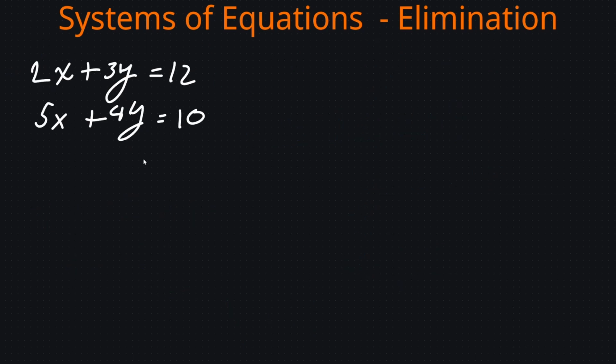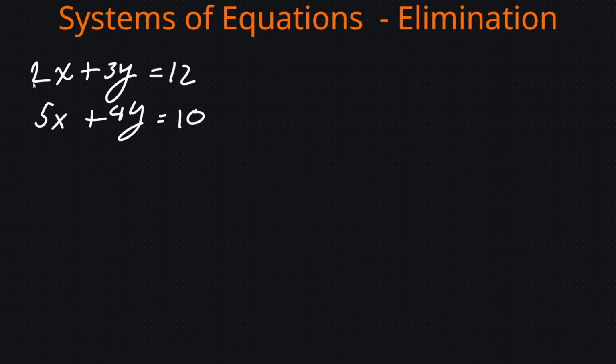All right, let's check out a tough one. So let's see what's going on here. We have 2x plus 3y equaling 12, 5x plus 4y equaling 10. So at least the x's and y's are lined up, but these are both positive, so I'll have to bring a negative in somewhere. And what's really annoying is I can't just multiply one of these equations by anything.